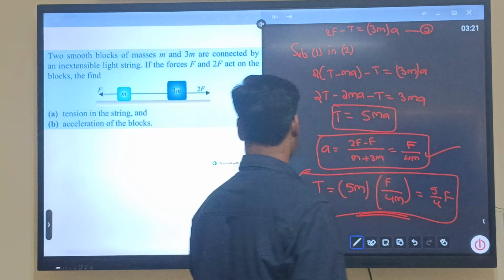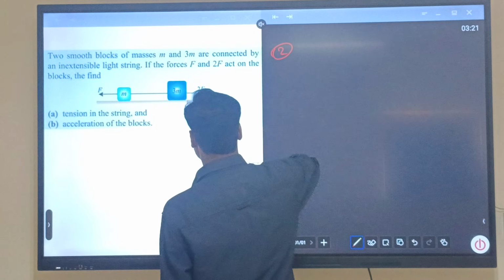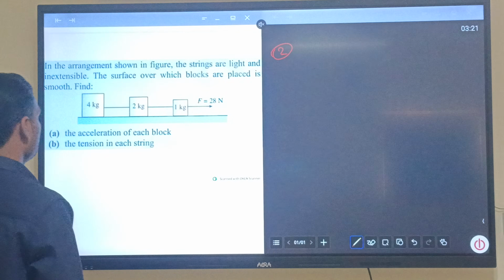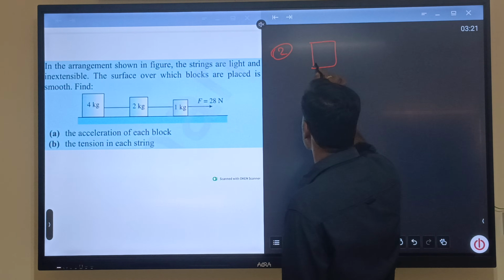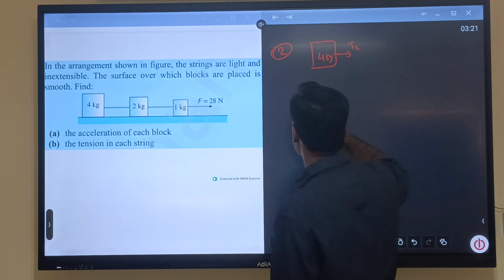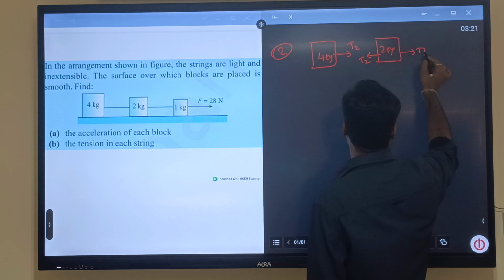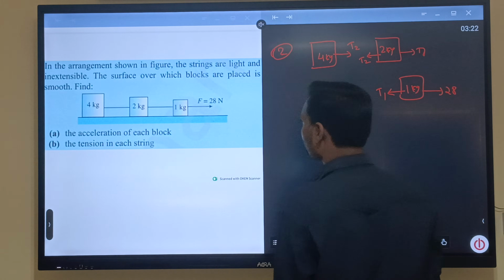This is the conceptual problem. And let us see the next one. See, the second one is, in the arrangement shown in the figure, the strings are light and inextensible. The surfaces over which the blocks are placed are smooth. Then the 4 kg block. Suppose here T2 is the tension, and for the 2 kg block, T1 is acting in the rightward direction, T2 is acting in the leftward direction. For the 1 kg block, 28 Newton is acting in the rightward direction. T1 is acting in the leftward direction.